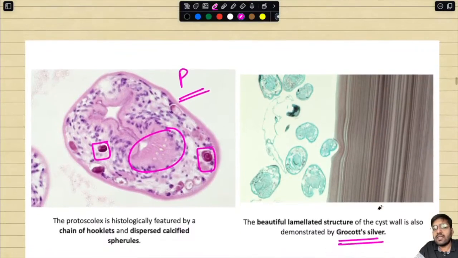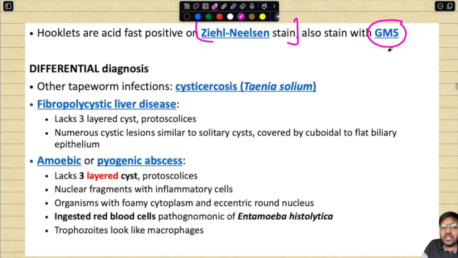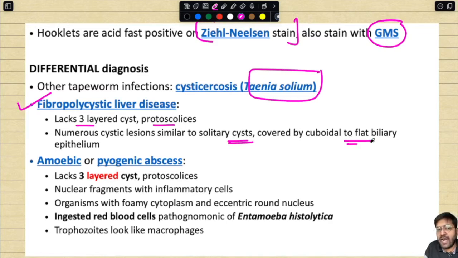Now we are going to discuss the basic differential diagnosis. Always remember that the hooklets are acid fast positive on ZN stain, and they also stain positive with the GMS, Grocott's methenamine silver stain. The differential diagnosis includes other tapeworm infection like cysticercosis, that is Taenia solium. Then the fibropolycystic liver disease. Now remember, they will lack the 3-layered cyst as well as the protoscolices, and numerous cystic lesions similar to a solitary cyst covered by cuboidal to flat biliary epithelium can be seen over here.